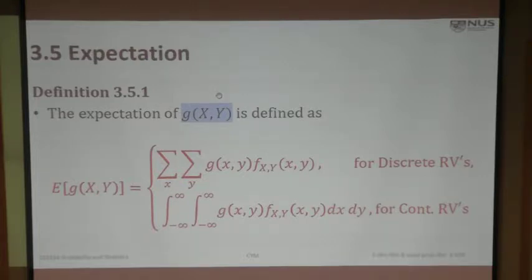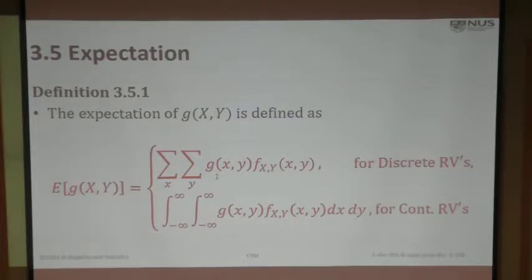So the expectation of any function of a pair of random variables x and y is, as one might expect, the function weighted by its probability mass function when x and y are discrete, summed over all possible pairs of x and y. Now, for continuous random variables, it's the same thing. I take the function, I multiply by its joint probability density function, and I integrate over all possible values of x and y, which could potentially be between minus infinity and infinity.